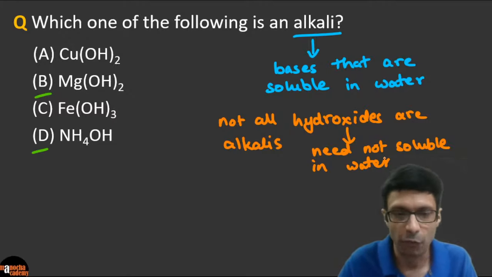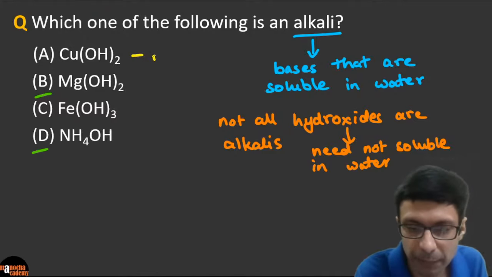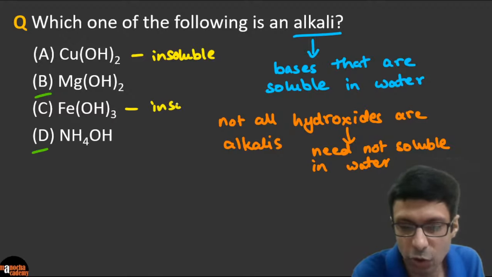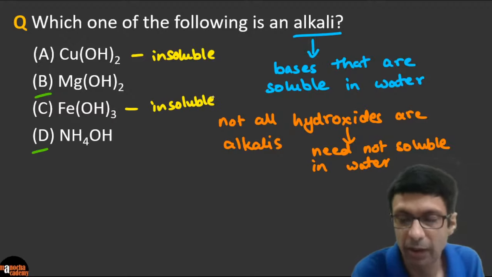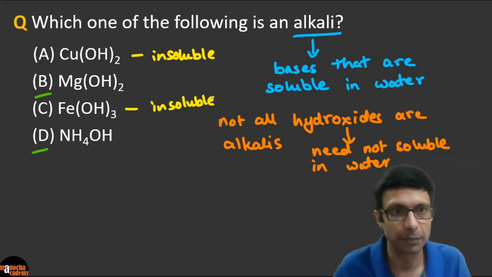No. For example, copper hydroxide is insoluble, this guy. It doesn't dissolve in water, right? Ferric hydroxide also is insoluble. I believe it has a reddish brown color, right? This orangish reddish brown color, like a rust kind of color. So it's also insoluble and you need to learn up the colors.